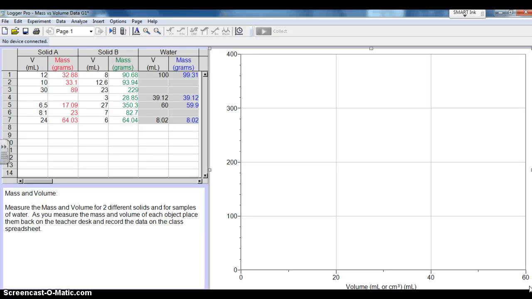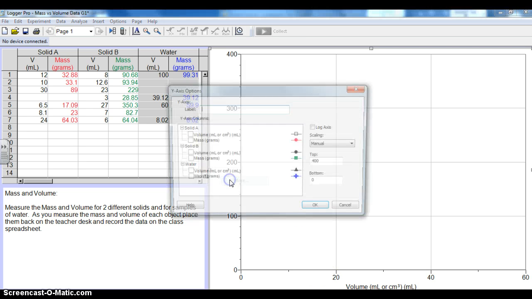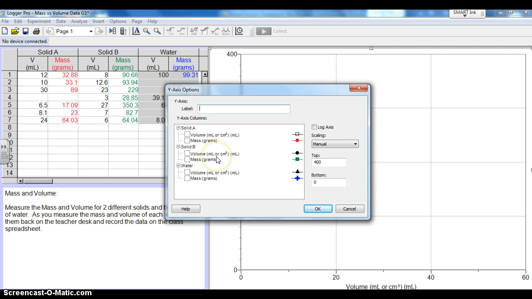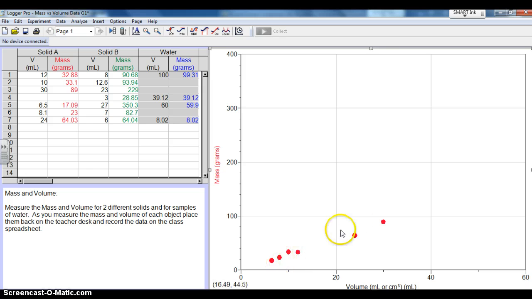Hello everyone, here's our data from the mass versus volume lab. If you want to look right away on the y-axis, the first thing we'll graph is solid A. When we graph all of our values from solid A, we see they make a line. And that means as the volume gets bigger, the mass in each piece of solid A gets bigger.